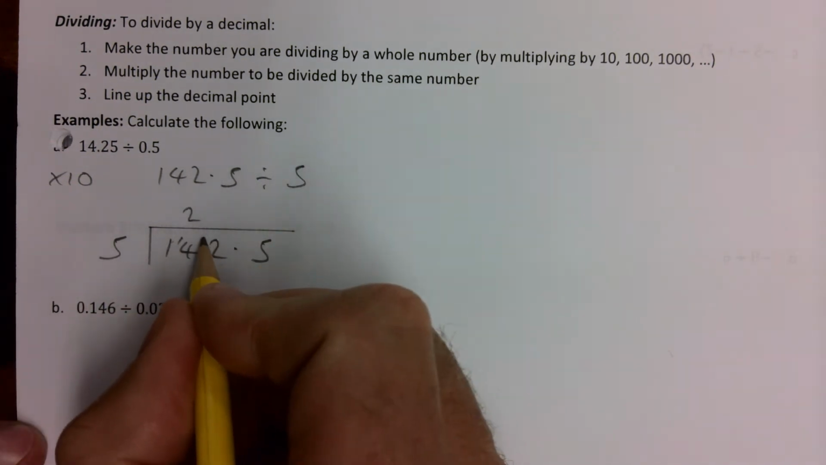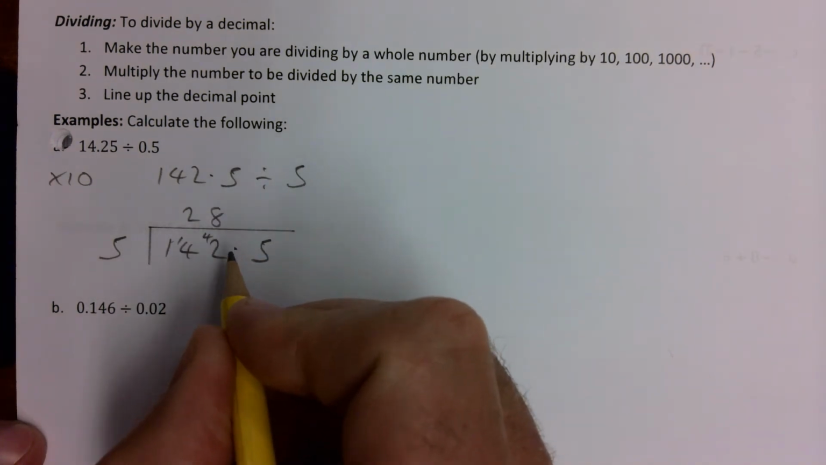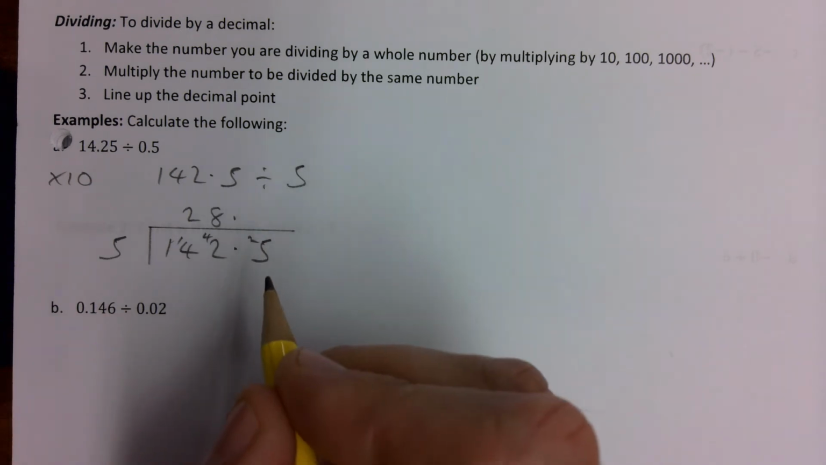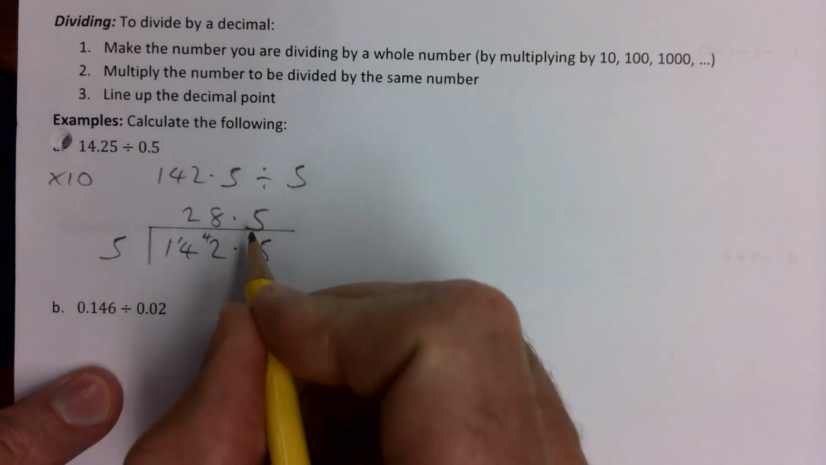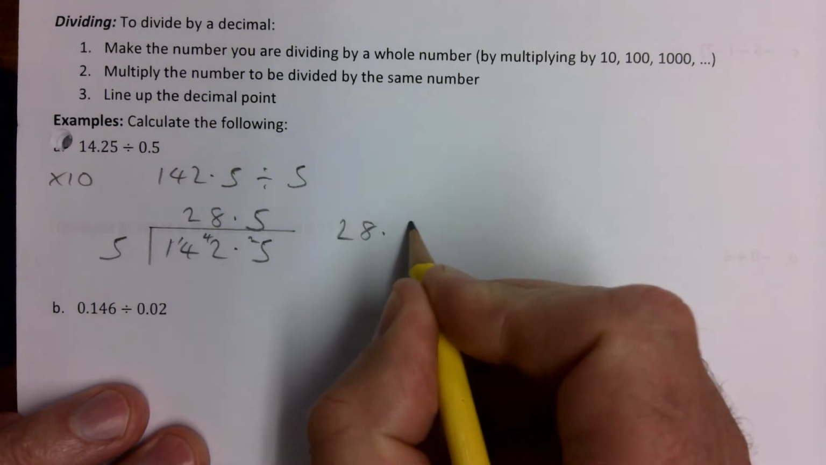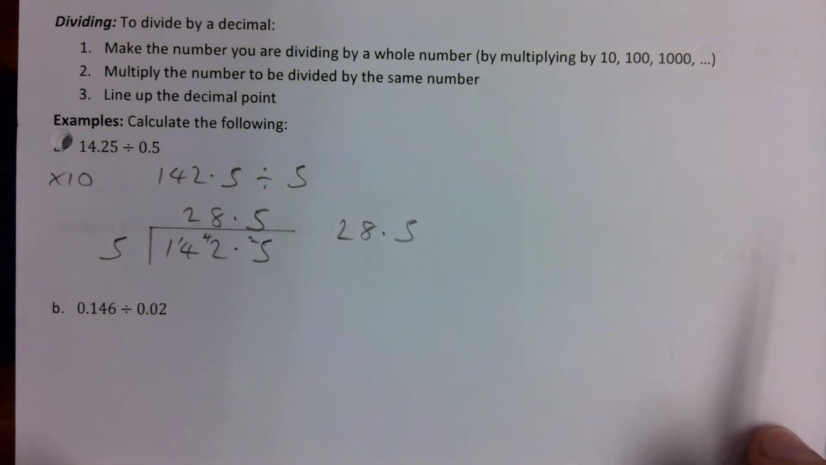5 into 40 goes 2 times, and 4 left over. 5 into 42 goes 8 times, and 2 left over. And 5 into 25 then goes 5. And so my answer to that then is actually 28.5. You don't need to times it by 10 or anything. That's the equivalent sum then for there.